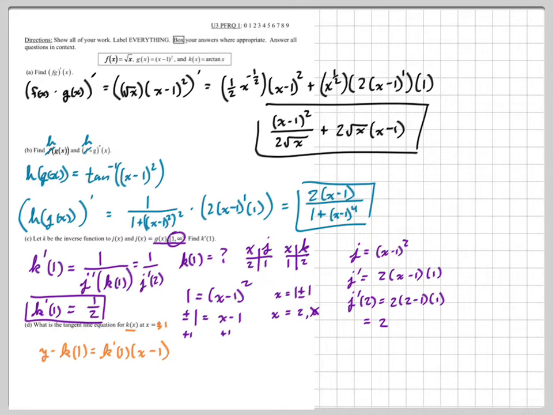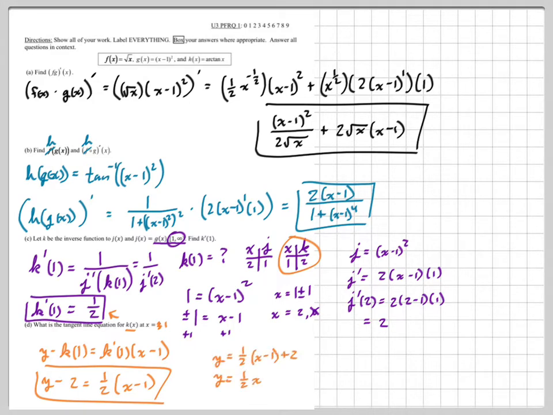And then I have to find k prime of 1, which is the slope. And so I look above, and it looks like we already found what k of 1 is, which is 2. And we also already found what k prime of 1 is, which is 1/2. And so we just plug those guys in, we get our answer. I'm not going to simplify that because it looks pretty clean, but if you did, you would probably get answers like these.